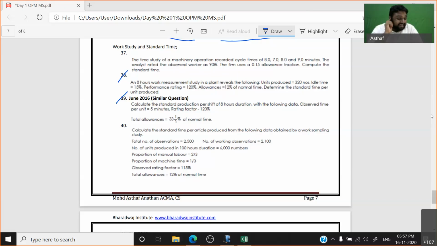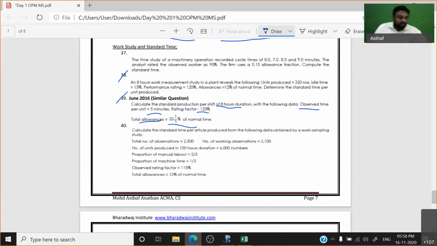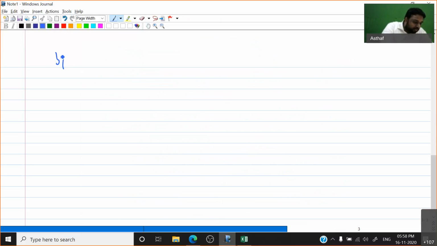Calculate the standard production per shift of 8 hours. The following data is given: observed time 5 minutes per unit, rating factor 120%, total allowance 33.33% of normal time. So just listen. In this question, the observed time is already given. We will do it step by step.